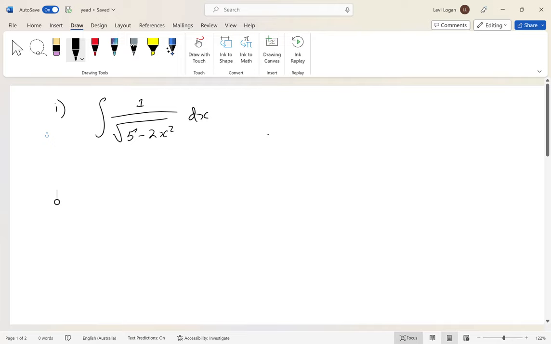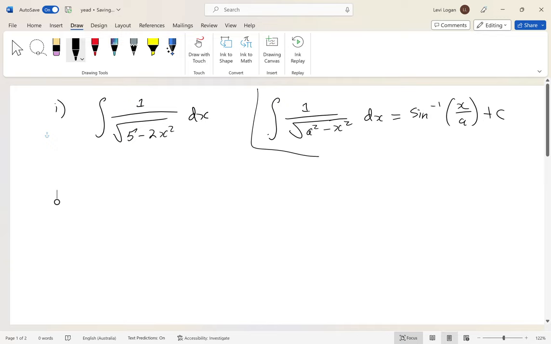Alright, so obviously it's a sine integral because it's the integral 1 over square root of a squared minus x squared dx is equal to sine inverse of x over a plus c. It's got that very similar form, but obviously it's not exactly, otherwise we'd just be able to plug straight into the formula. Alright, so we're going to get this to have a coefficient of 1, so what do we do?